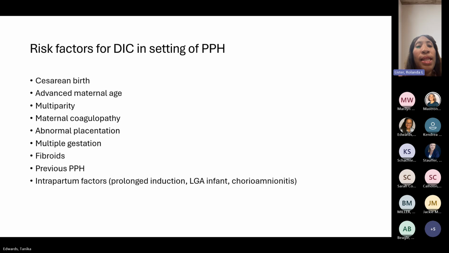issues, then that can lead to excess bleeding, multiple gestations, fibroid, if she's had a prior postpartum hemorrhage, and then the intrapartum factors that we mentioned. If you have a prolonged induction or a large infant, chorioamnionitis, all of that interferes with the normal contractile ability of the uterus, and it can lead to uterine atony, which leads to postpartum hemorrhage, which, if untreated, can ultimately lead to DIC. Next slide, please.